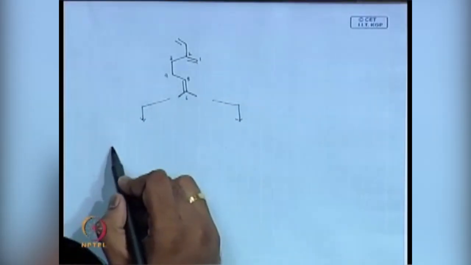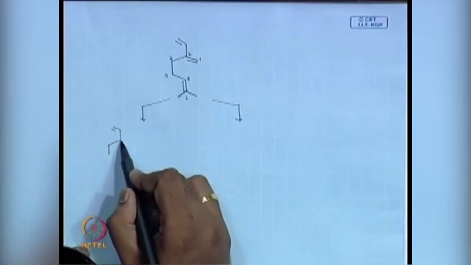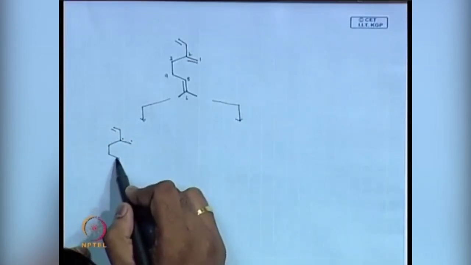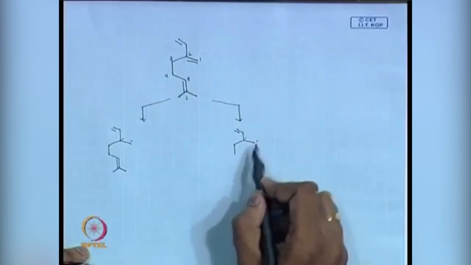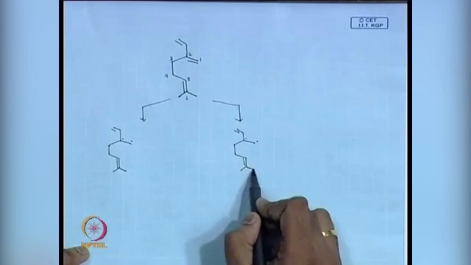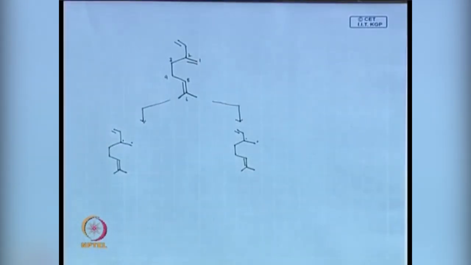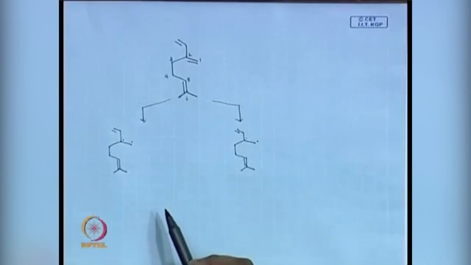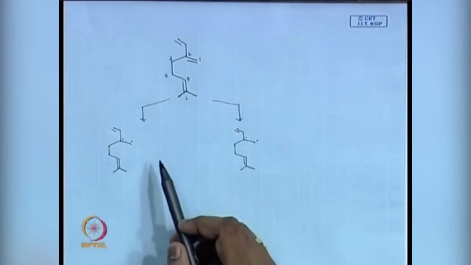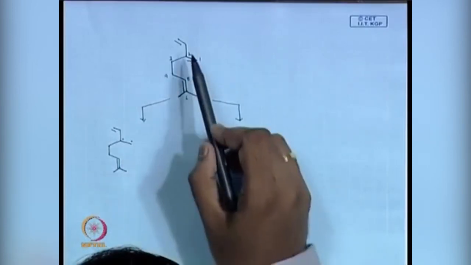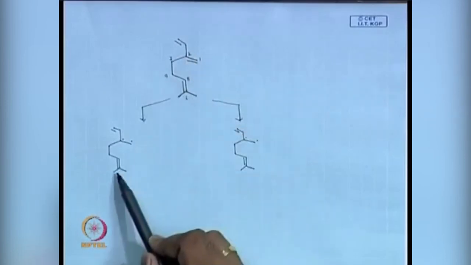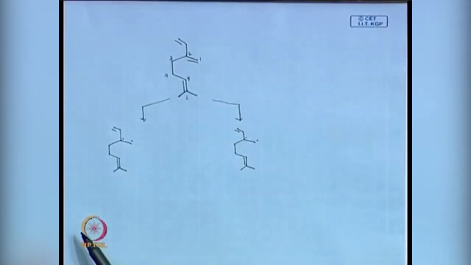One case, I get a radical here. Fine. What happened? Oh, sorry. Both the structures are not same. Same, right? Yeah, both the structures are same. Both are same, that's fine.